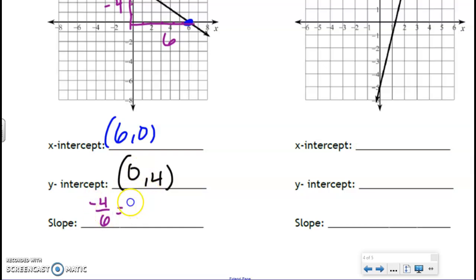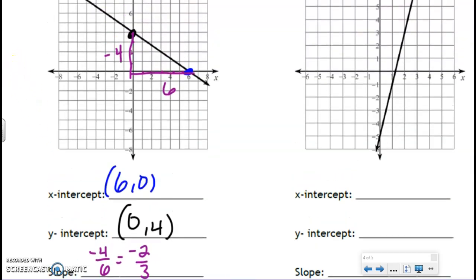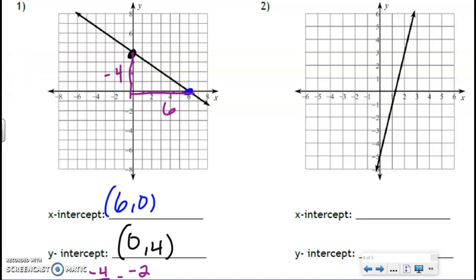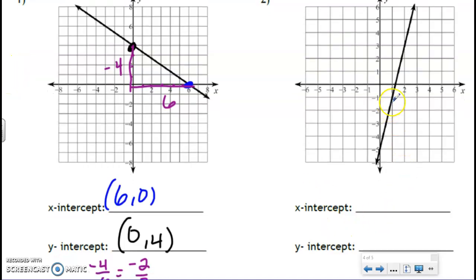Again, I can reduce this by 2 to get -2/3. Okay, my line is decreasing, so it's a good thing my slope is negative. Okay. Last one we're going to do together, a little different.